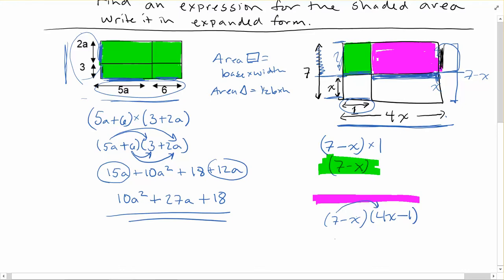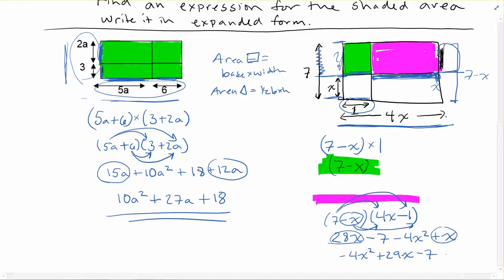So 7 times 4x gets me 28x. 7 times a negative 1 gets me negative 7. Negative x, watch that negative sign, negative x times 4x gets me minus 4x squared, and negative x times 1 gets you a positive x. Simplifying like terms, here I see I've got a negative 4x squared by itself, 28x and x gets me plus 29x, and minus a 7. And that would be the area for the pink shape.